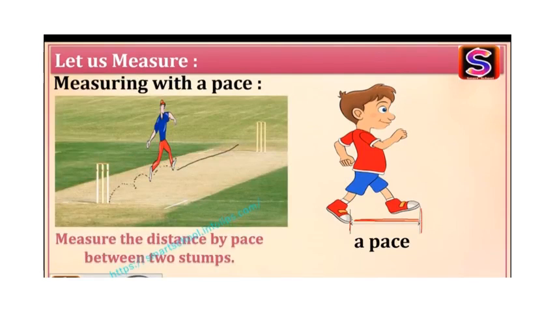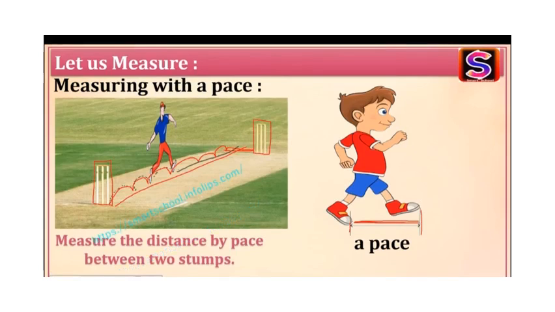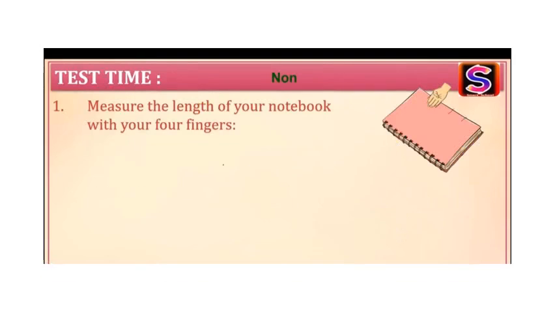Now see how to measure with a pace. Measure the distance by pace between two stumps. Can you see the two stumps? By using a pace, by using the legs, 1, 2, 3, 4. Now see how he is taking the measurement between two stumps. 1, 2, 3, 4, 5, 6, 7. So this way we can use our body parts for measurement.